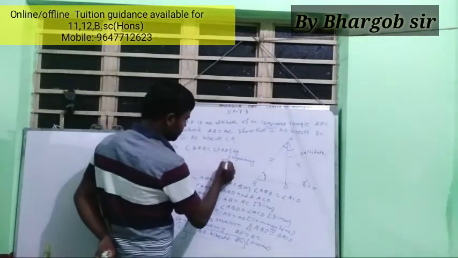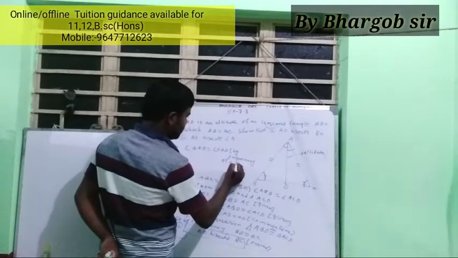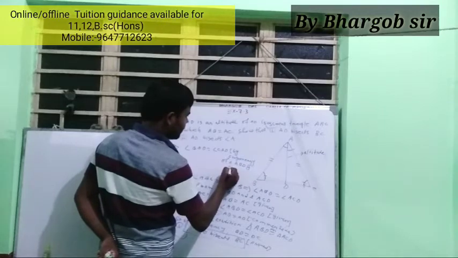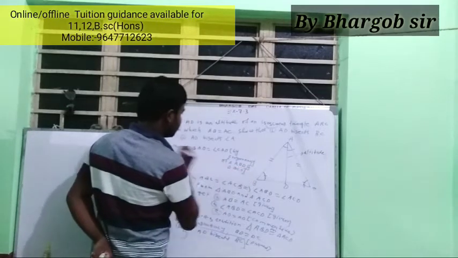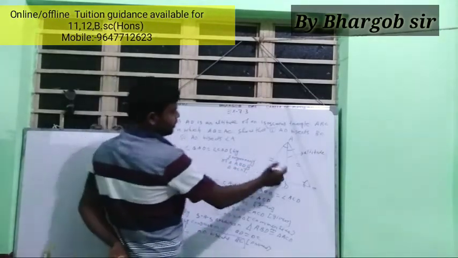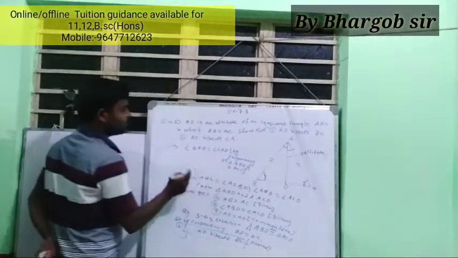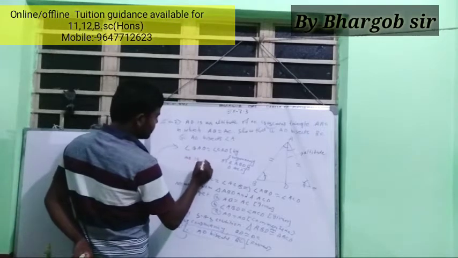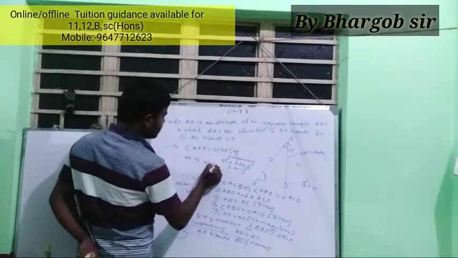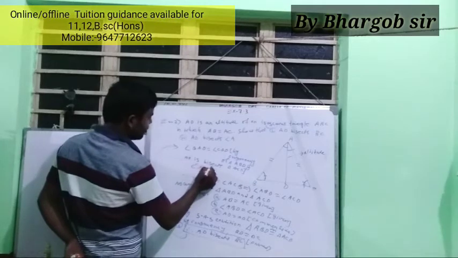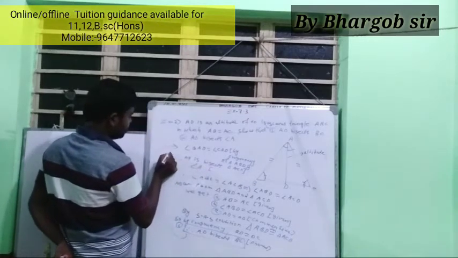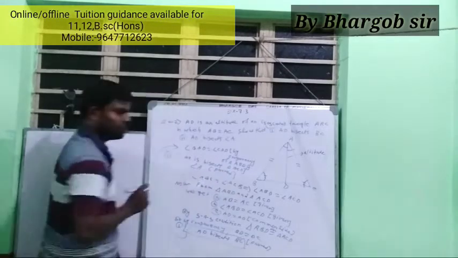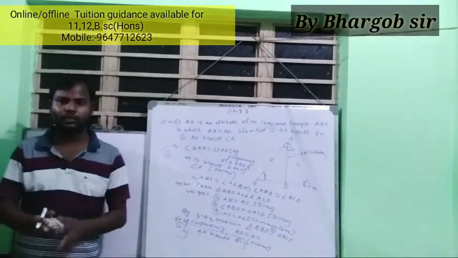of triangle ABD and triangle ACD. So AD is the bisector, so AD bisects angle A. This is the number two proof. That was the problem number 2.